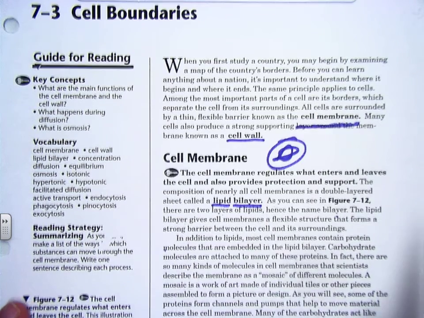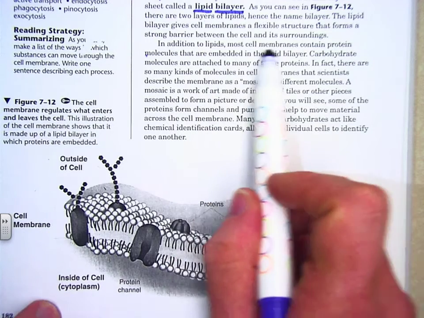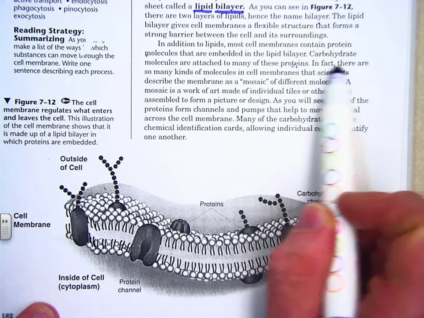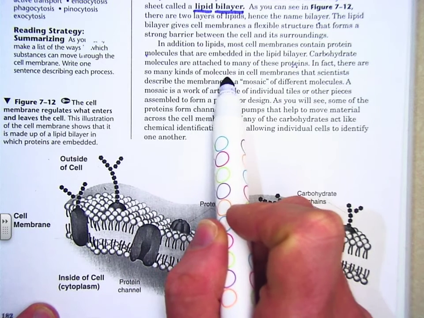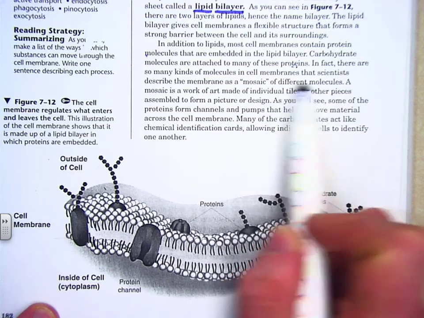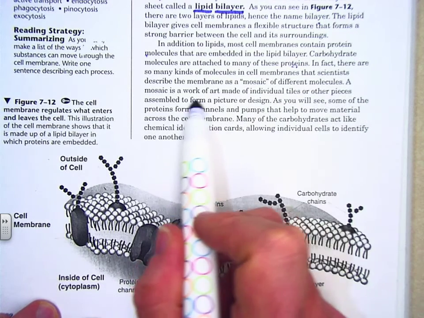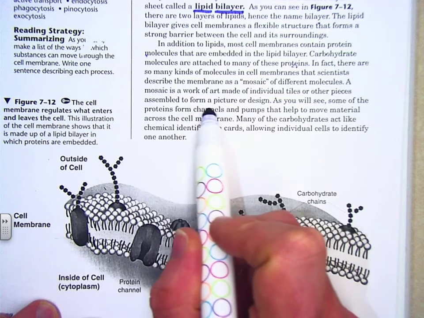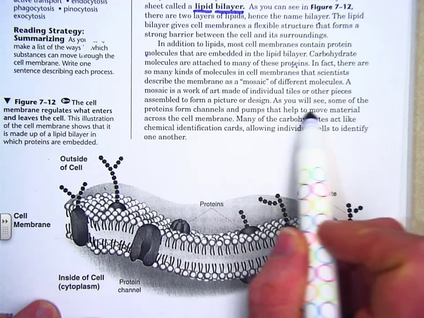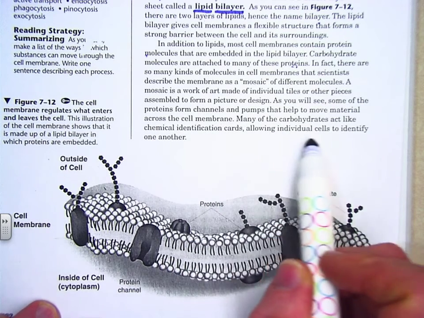In addition to lipids, most cell membranes contain protein molecules that are embedded in the lipid bilayer. Carbohydrate molecules are attached to many of these proteins. In fact, there are so many kinds of molecules in cell membranes that scientists describe the membranes as a mosaic of different molecules. Mosaics are those little pictures made of thousands of little pieces of glass. A mosaic is a work of art made of individual tiles or other pieces assembled to form a picture or design. As you will see, some of the proteins form channels and pumps that help to move material across the cell membranes. Many of the carbohydrates act like chemical identification cards, allowing individual cells to identify one another.